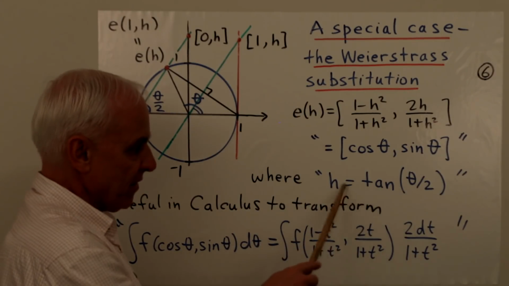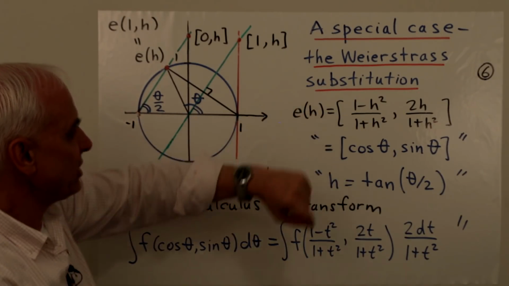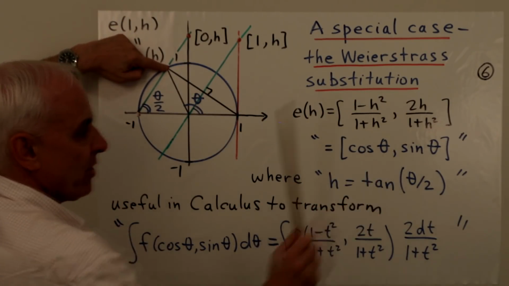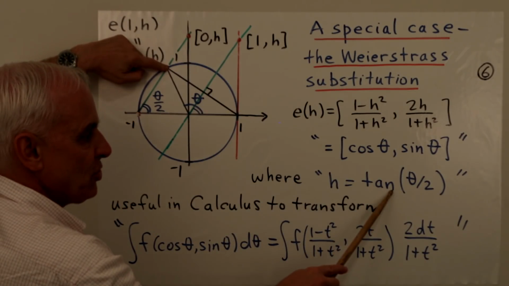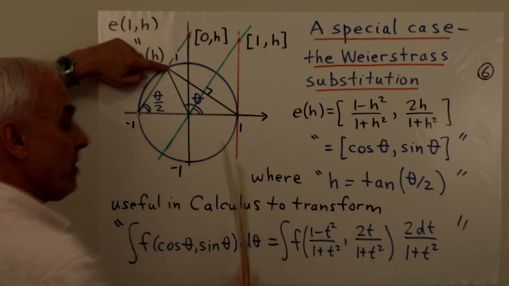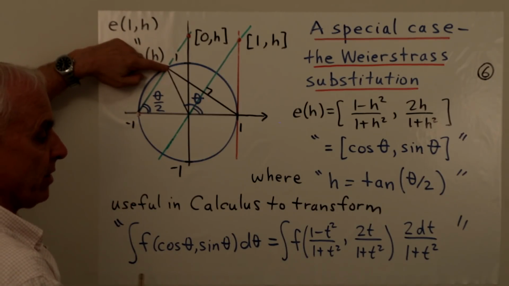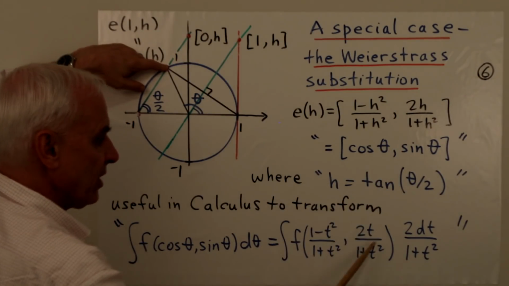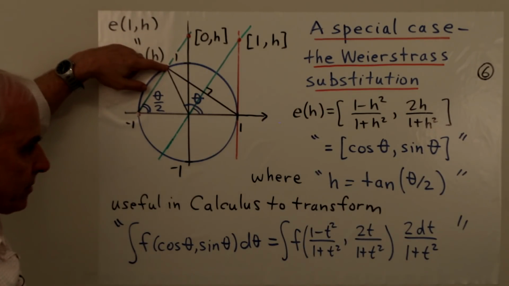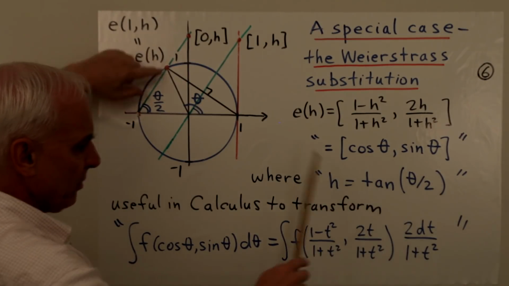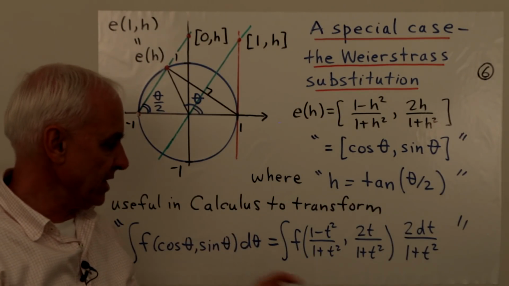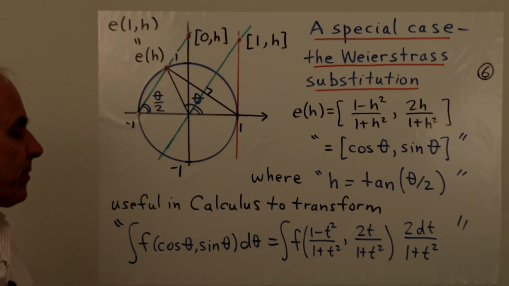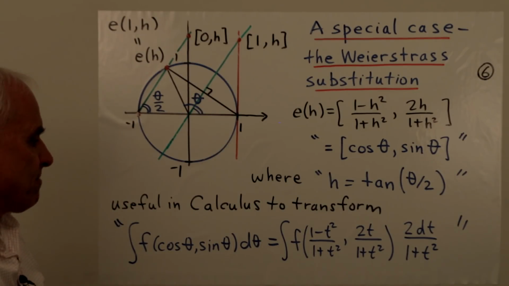So if these are related this way, then this diagram here shows that the cosine theta and sine theta are just this expression and this expression. In other words, you make this substitution, then cos theta can be replaced with 1 minus h squared over 1 plus h squared, or in this case 1 minus t squared over 1 plus t squared. And the sine theta can be replaced with 2t over 1 plus t squared. And then if you analyze this a little bit with classical calculus, you can convince yourself that the d theta is replaced with this differential 2 dt over 1 plus t squared.